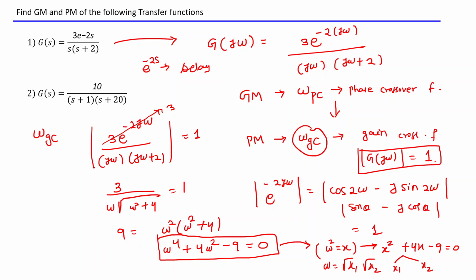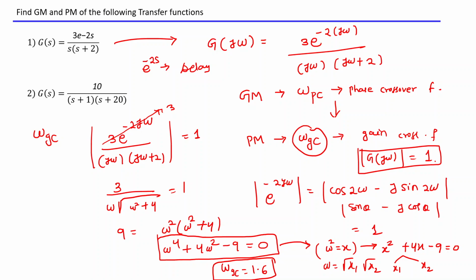1.6 minus 5.6. Yes, okay, I'm just taking your words. Let's say a negative value is not allowed, so you only consider the positive values. Let's say you found that your omega GC is 1.6. Once you have this, after you find omega GC, you have to calculate the phase margin.